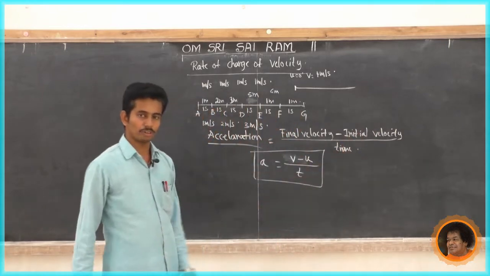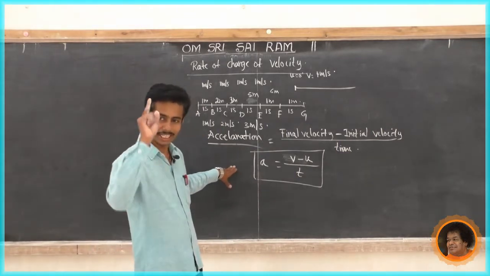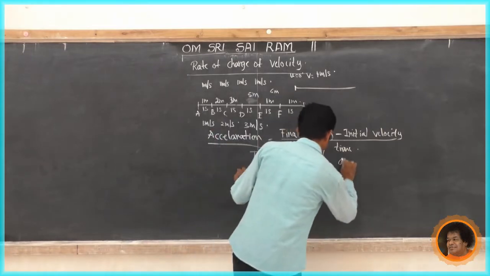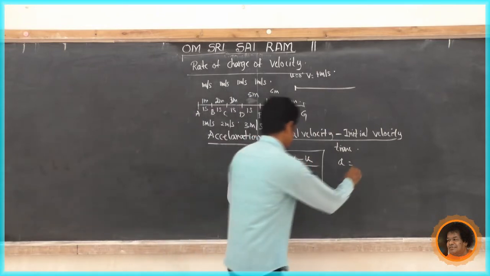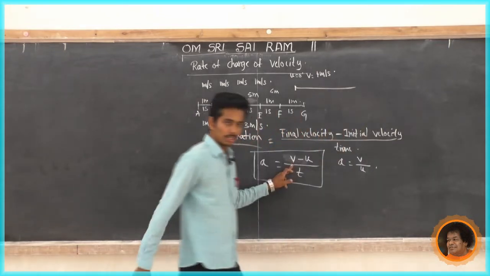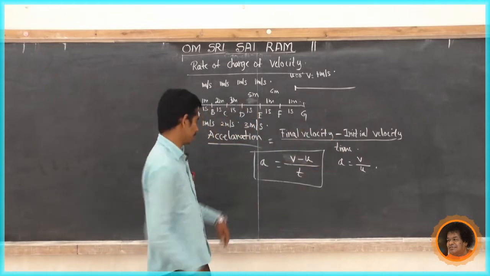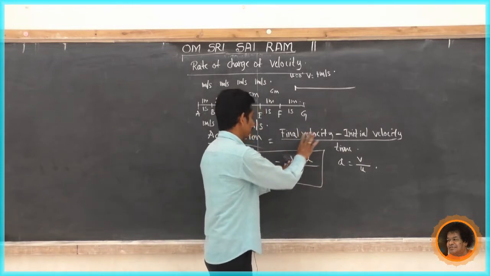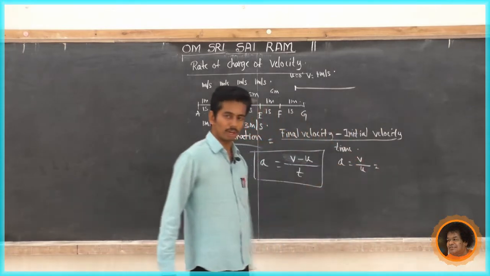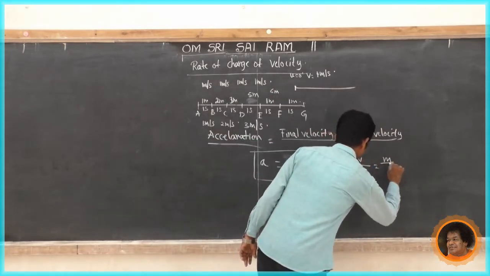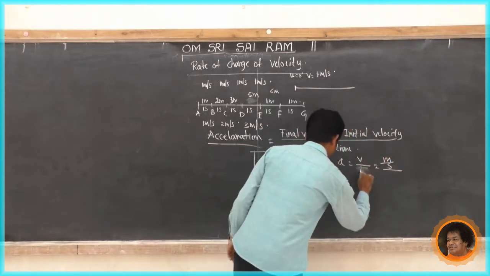Now what is the SI unit of acceleration? We can directly write meter per second square. But one question arises: why is it meter per second square? Because v minus u by t, both v and u are velocity, so to find the SI unit we can write just v by t. What is the SI unit of velocity? It is meter per second, meaning meter divided by second. Divided by t, this is a equals v by t.